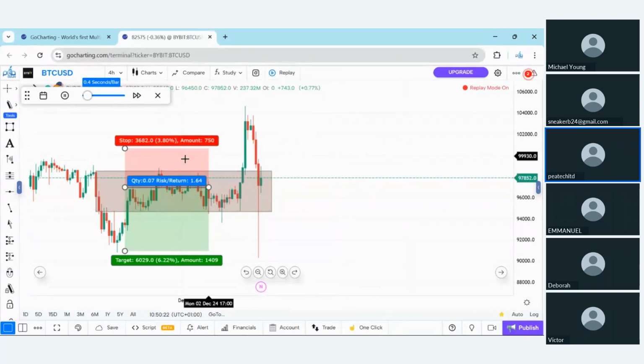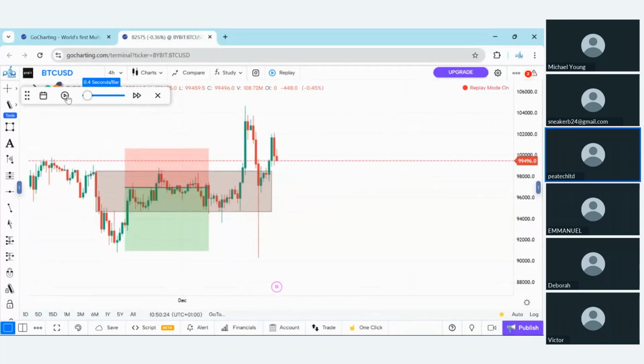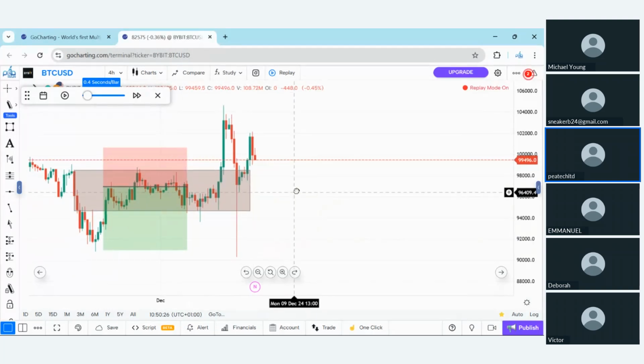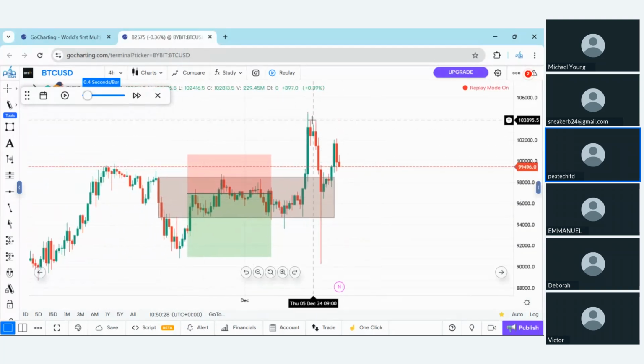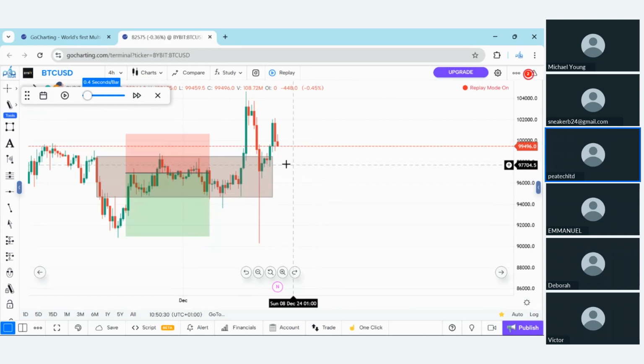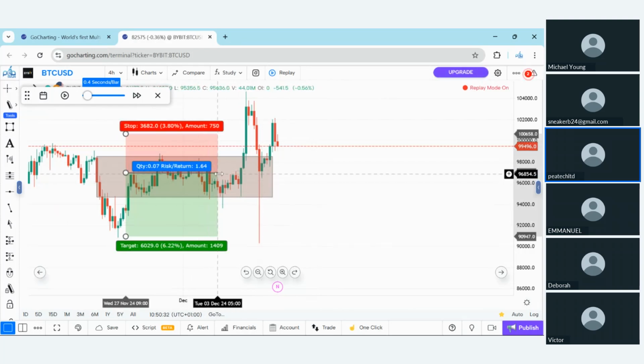Now, you see, this one failed, right? Because our stop loss has been hit. But you notice something: as soon as the stop loss was taken, the price came to the take profit.